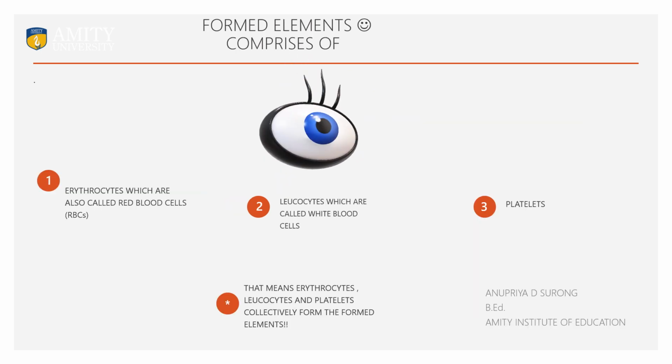Formed elements comprises of erythrocytes, which are also called red blood cells, leucocytes, which are called white blood cells, and platelets. That means erythrocytes, leucocytes, and platelets collectively form the formed elements. I repeat. So, formed elements comprises of erythrocytes, which are also called red blood cells, leucocytes, which are also called white blood cells, and platelets. That means erythrocytes, leucocytes, and platelets, these three collectively form the formed elements of the blood.